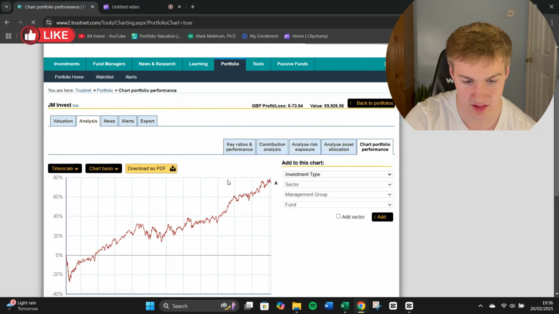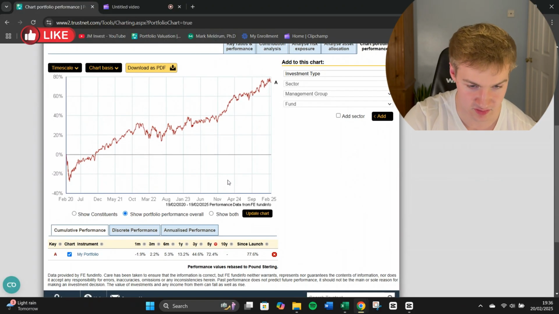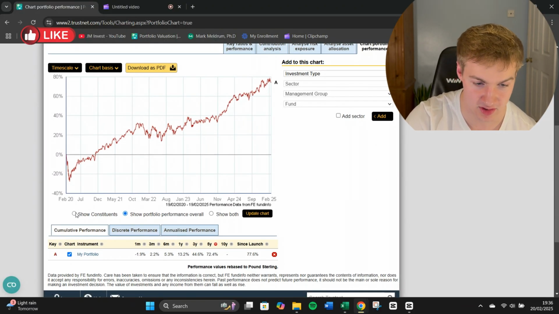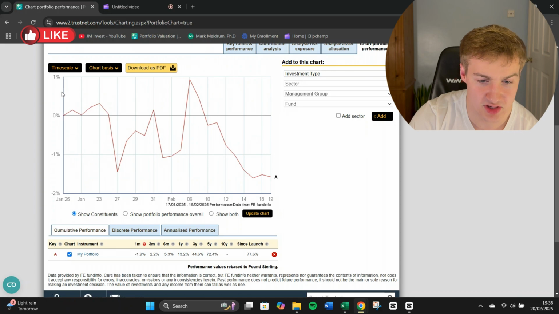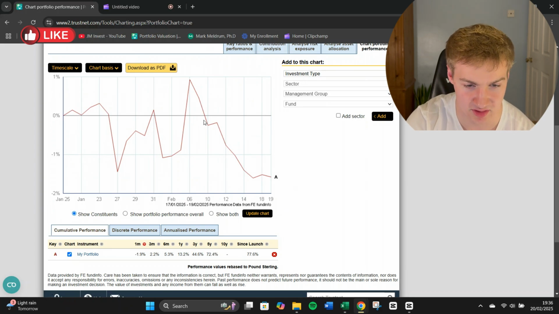Again, this is the performance over time, but it's not really applicable because we haven't had the portfolio set up that long. But we can change the time frame to a month. You can see markets have had a pretty weak time recently. It's not just me, I promise.